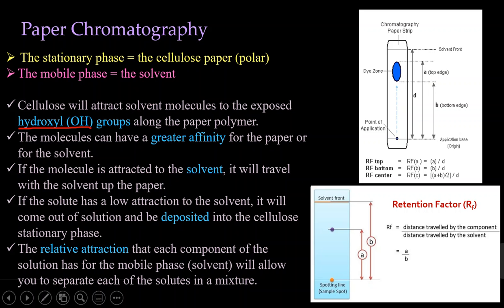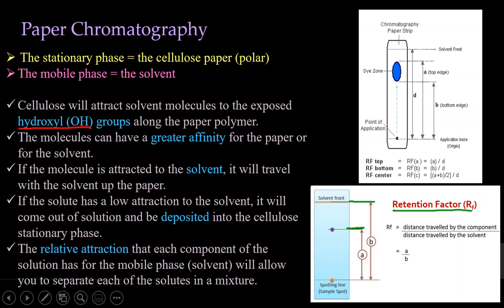Now the one main calculation you have to do here is called the retention factor. So I put this chart in your notes already. Retention factor is known as RF, and it is basically the distance traveled by the component divided by the distance traveled by the solvent. So you have to have those 2 data points. Solvent front line versus where the individual component stopped.